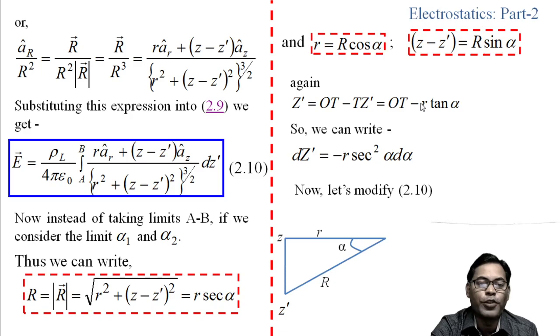So now if we take the derivative of this expression Z prime, dz prime equals, here OT is a constant value, so it will be 0. Then the derivative of this expression is minus r sec square alpha d alpha. So now putting the expressions of this small r and z minus z prime in equation 2.10, we are going to get one expression that we will see here.